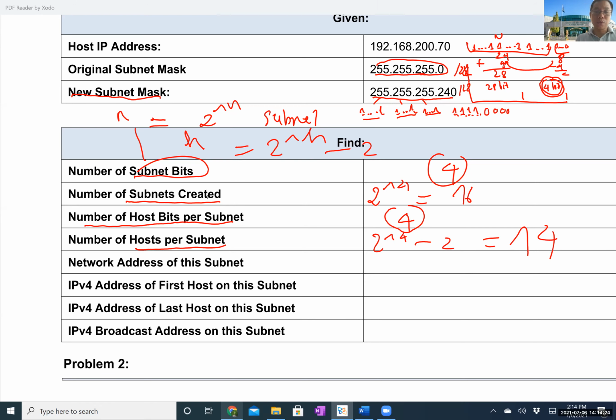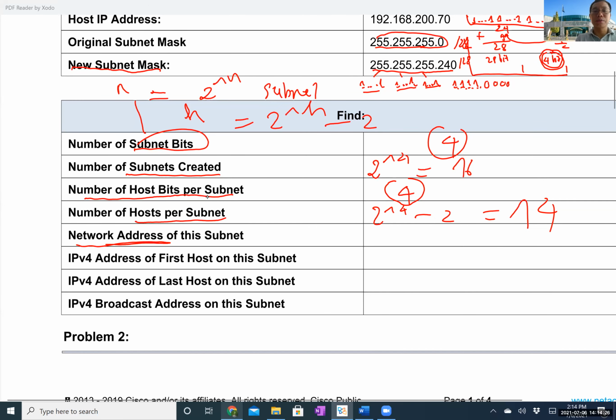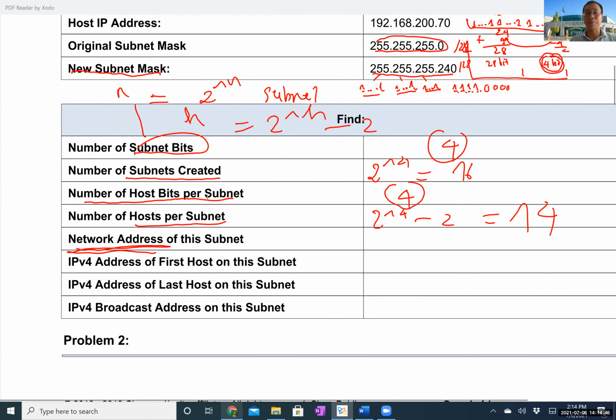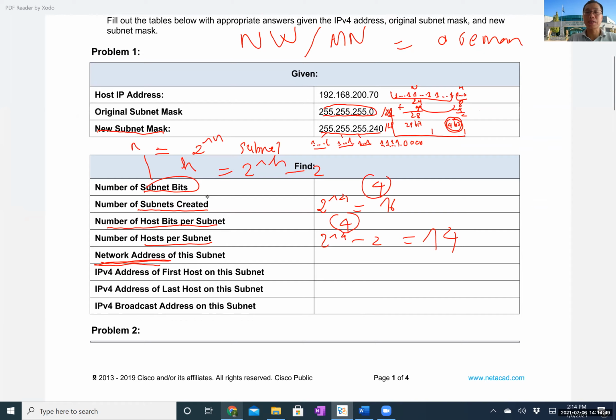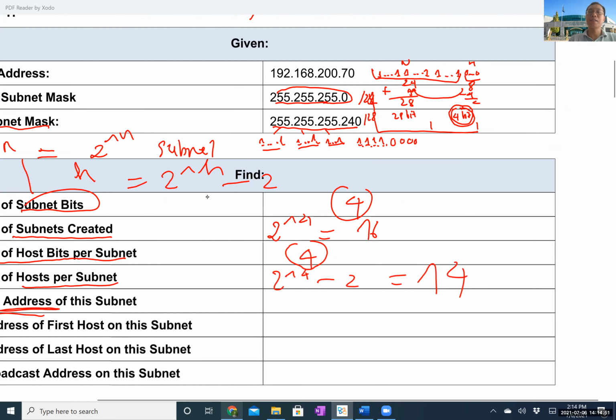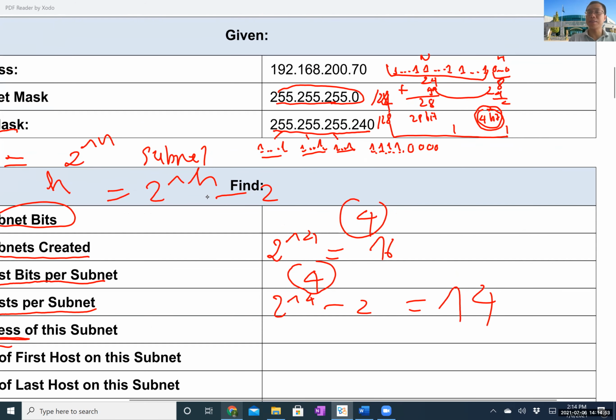Now, the question here: what is the network address? Of course, you can figure out the network address by the ANDing logic. In the case of ANDing logic, you break everything down into 0s and 1s, and you AND every single bit together here. Or you can work with the magic number. Now, come back to this again. You know that this one is slot 28. This is the magic number here.